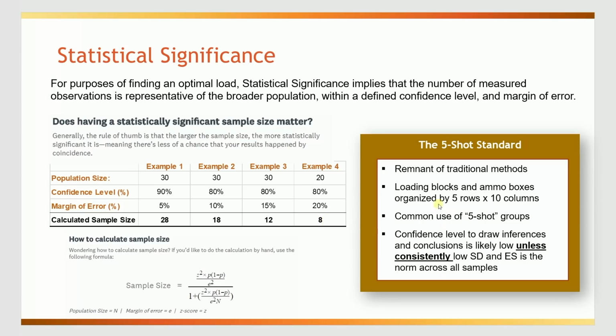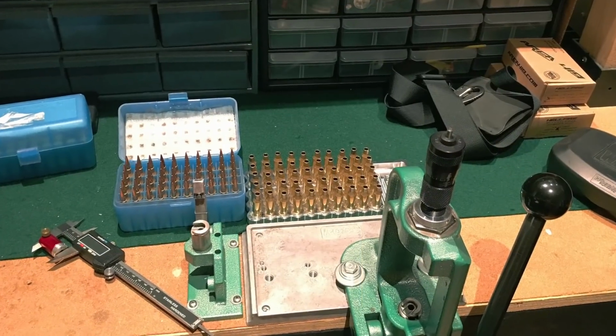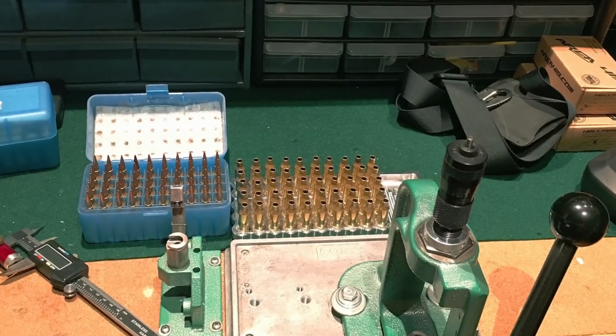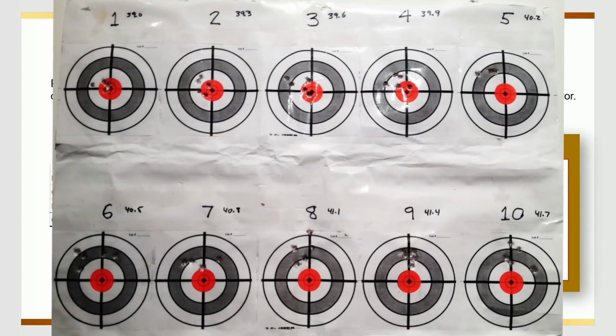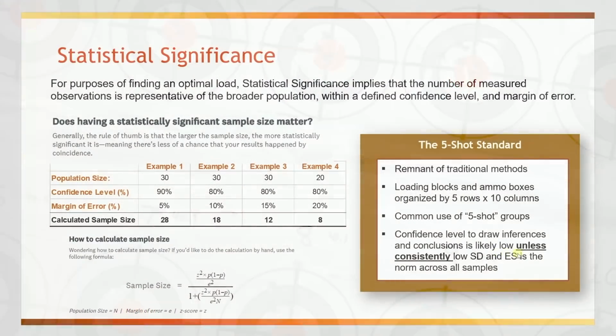So the question is, where did we get the 5-shot standard? Well, it's really a remnant of traditional methods. For example, if you have a loading block, typically those are organized by 5 rows by 10 columns. So when I look at that, that's 5 shots per load for 10 different loads. We also commonly do 5-shot groups. The confidence level to draw inferences and conclusions is likely low unless you have consistently low SD and extreme spreads across all of the samples. So having an adequate number of measurements is fairly important in order to have some confidence in your load data.